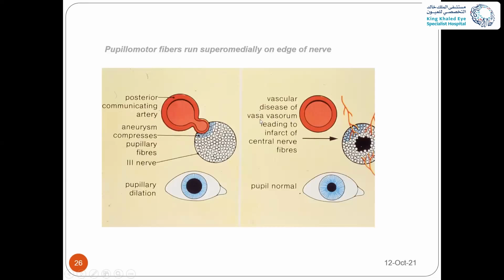While with vascular disease, like a third nerve palsy secondary to vasculitis or vasculopathy, like in diabetes, sometimes it happens that the vascular changes are from the inside of the nerve, so the periphery of the fibers of the third nerve is not affected, and we might have a complete third nerve palsy with the pupil not involved. So this is just showing you the mechanism behind the two presentations: aneurysm and third nerve palsy secondary to vasculopathy.